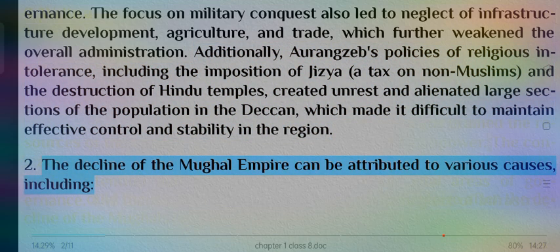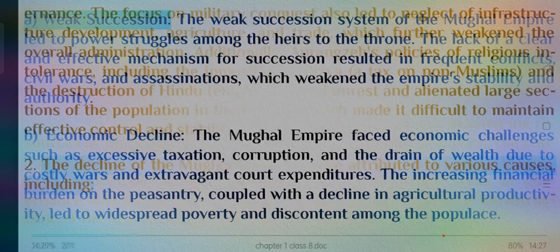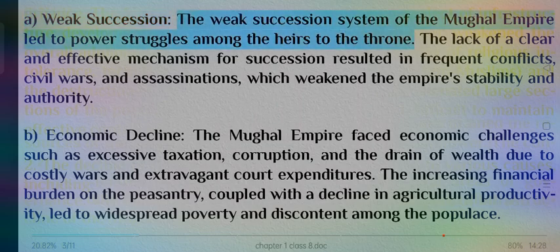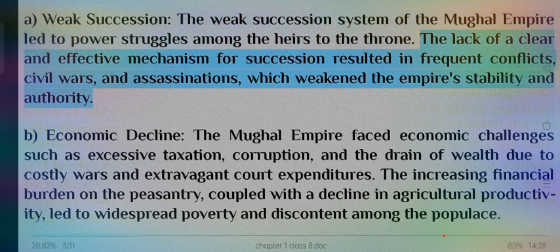2. Though the decline of the Mughal Empire can be attributed to various causes, including a weak succession. A. The weak succession system of the Mughal Empire led to power struggles among the heirs to the throne. The lack of a clear and effective mechanism for succession resulted in frequent conflicts, civil wars, and assassinations, which weakened the empire's stability and authority.